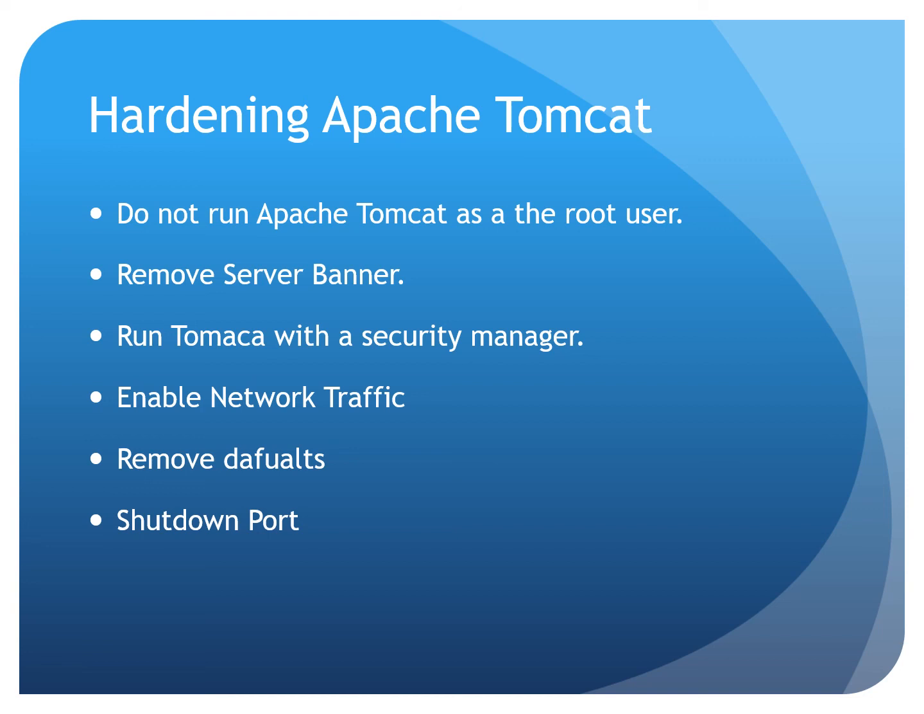Remove defaults. By removing defaults, you remove default applications to avoid any security risk. Shut down port. Tomcat server by default listens on localhost on port 8005 for shutdown commands.